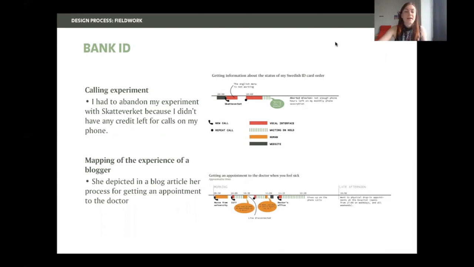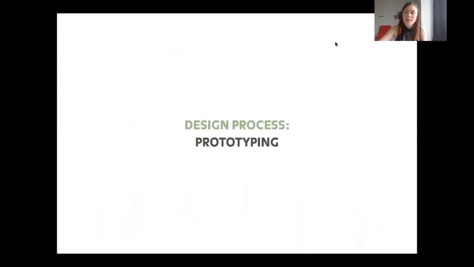Yeah, and I also mapped the experience of the blogger that she depicted online on her blog. She was trying to make an appointment with a doctor because she was sick. Actually, she had to wait for the end of the day to get a drop-in appointment because she gave up on the calls and trying to reach someone directly.